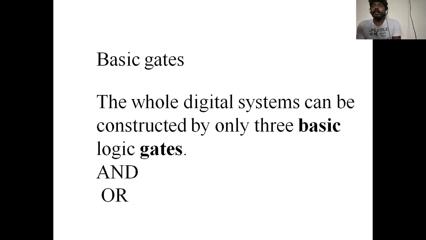And next we have basic gates. For designing a digital system, we can construct it with the help of these basic gates. Here we have three gates: one is the AND gate, the OR gate, and the NOT gate. These are the three basic gates, and they are very important to learn. For designing a complex logic circuit, we need these logics to be implemented, right?